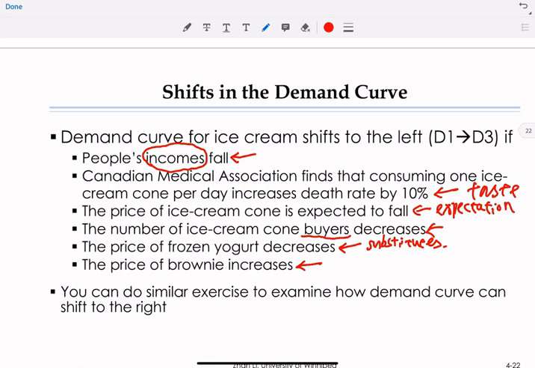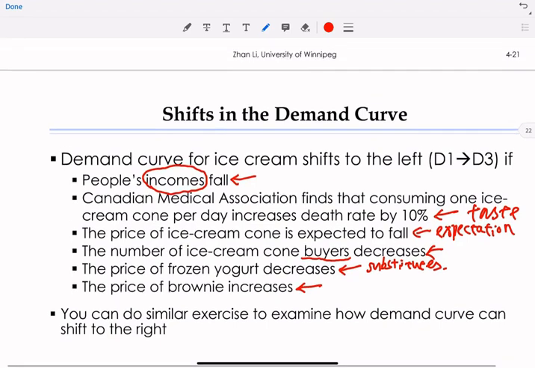So what's the relationship between ice cream and brownie? Well, most likely they're complements, right? So you would eat some brownie, then you would eat some ice cream. So in this case, if brownie becomes more expensive, you will buy fewer brownies, and then you will buy fewer ice cream cones. So the demand for ice cream decreases. In this case, the demand curve for ice cream would shift to the left.